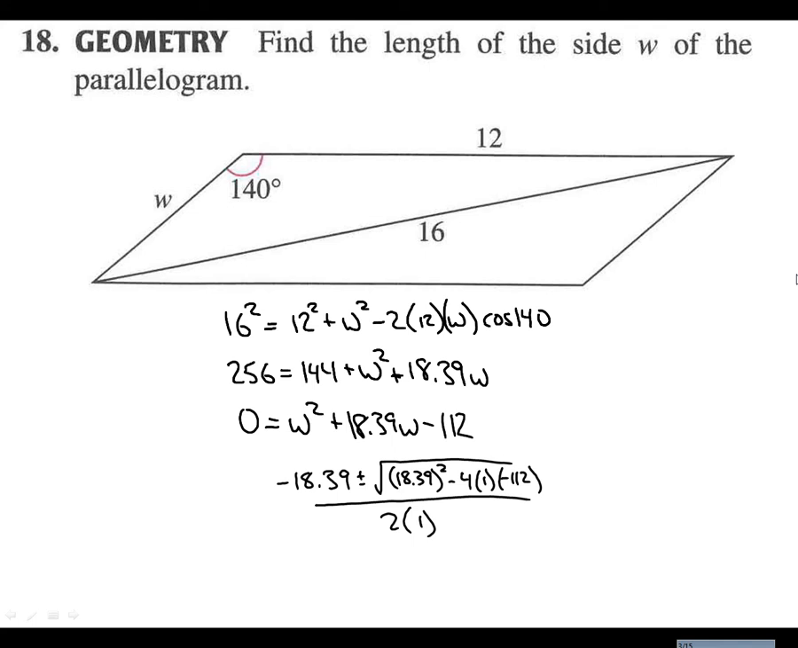And square root that. So we've got negative 18.39 plus or minus 28.04 all over 2. Well, we're definitely not going to minus because W needs to be a positive answer. So let's get rid of the minus there. Put those together. And divide by 2, and we end up with 4.82 for W.